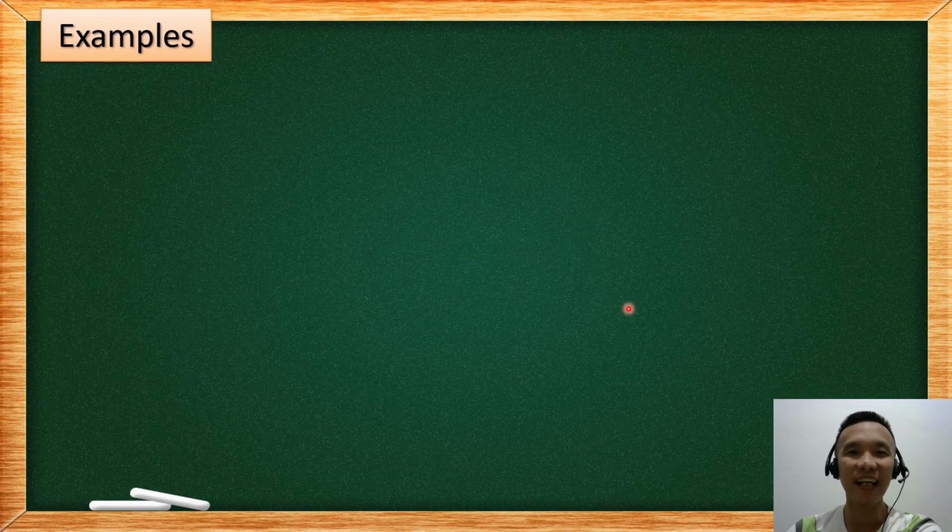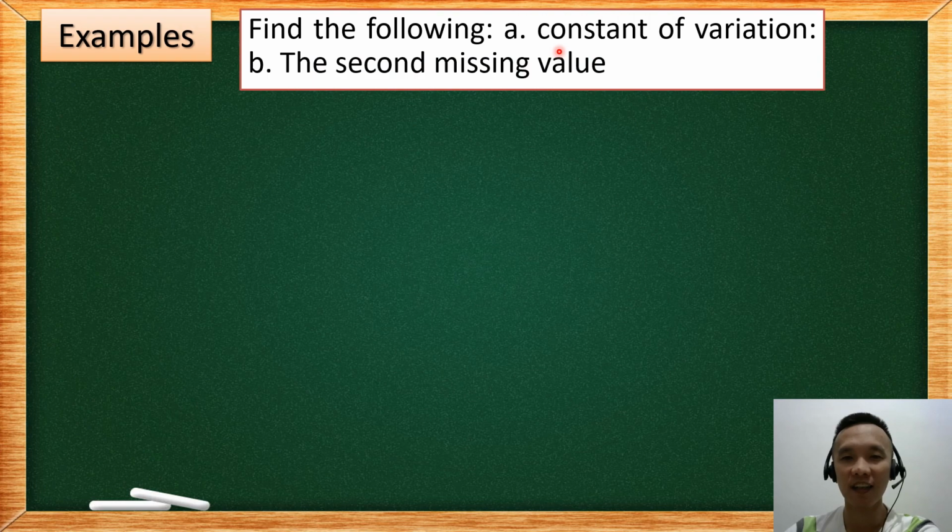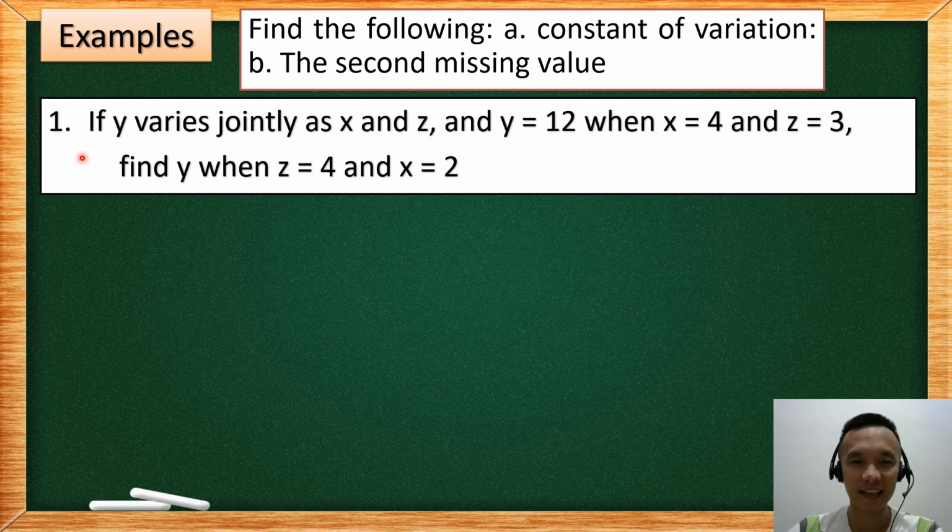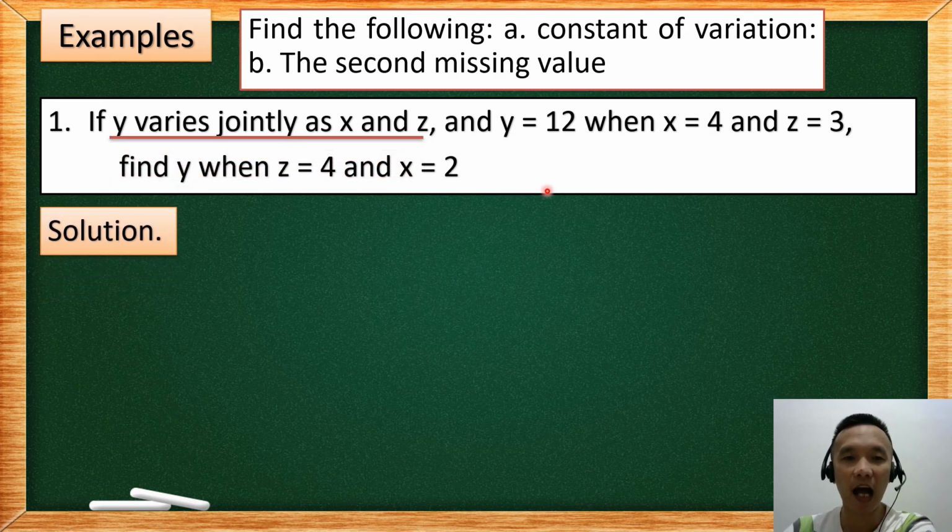So now let's have an example on how to solve the constant of variation and find the missing value. First example, if y varies jointly as x and z, and y equals 12 when x is equal to 4 and z equals 3, we are going to find the value of y when z becomes 4 and x equals 2. So the first thing we are going to do is write our formula.